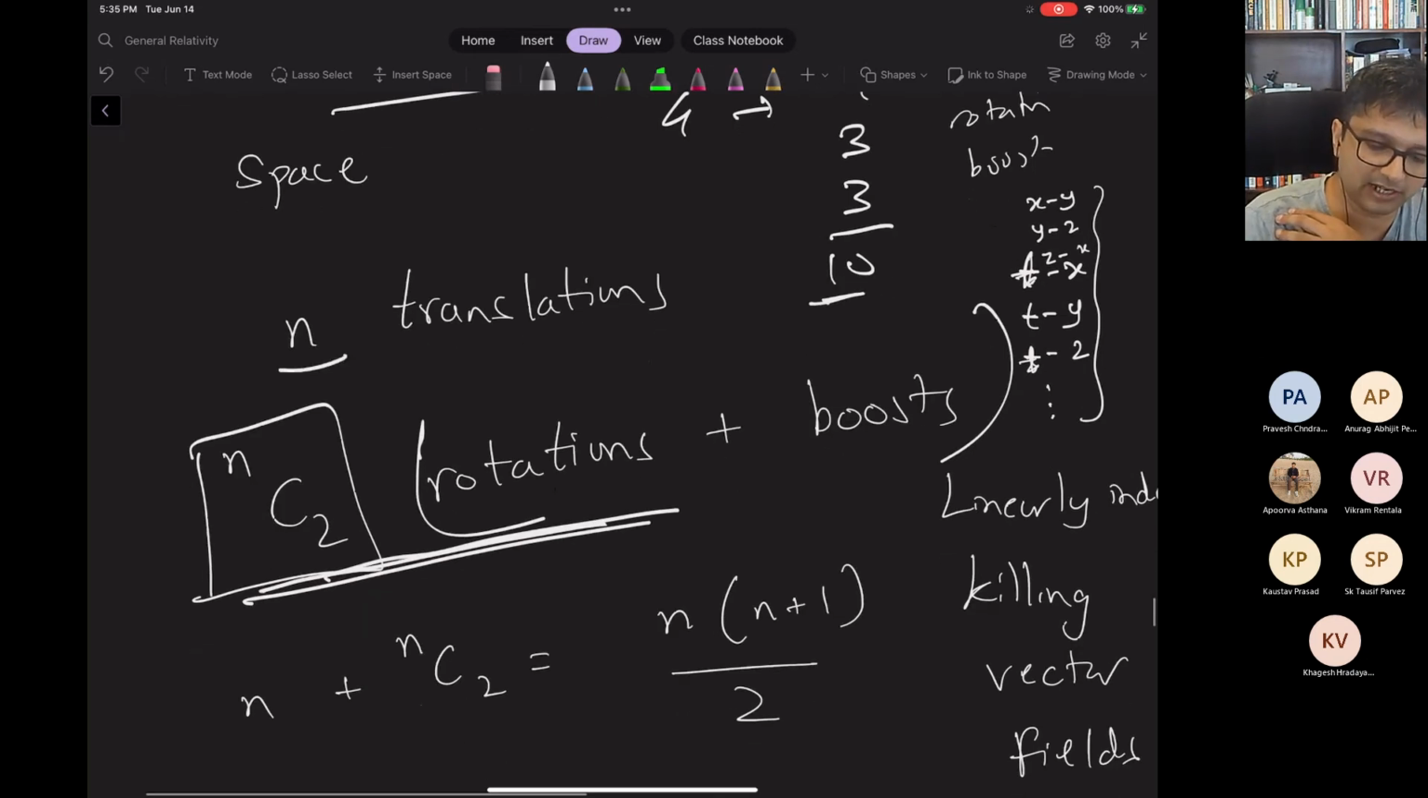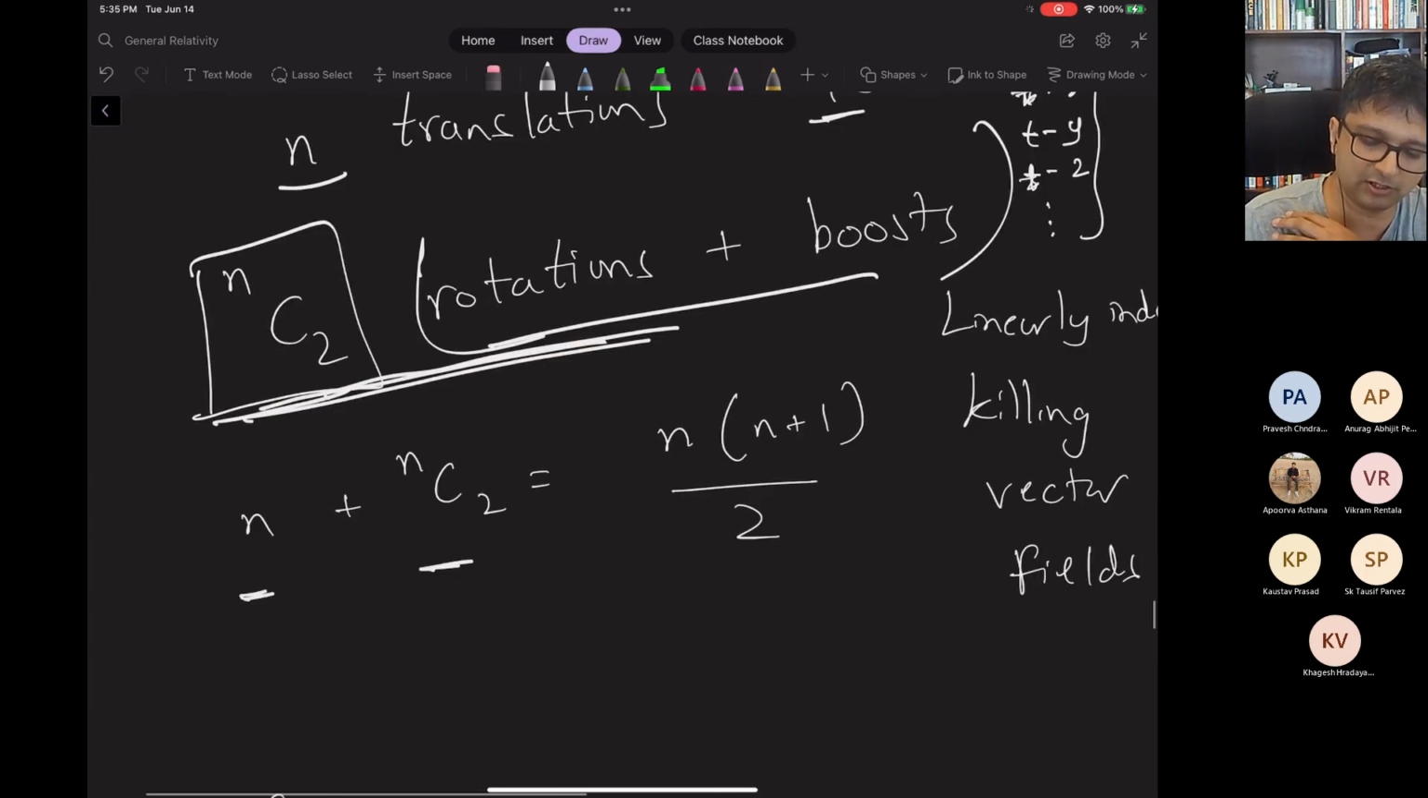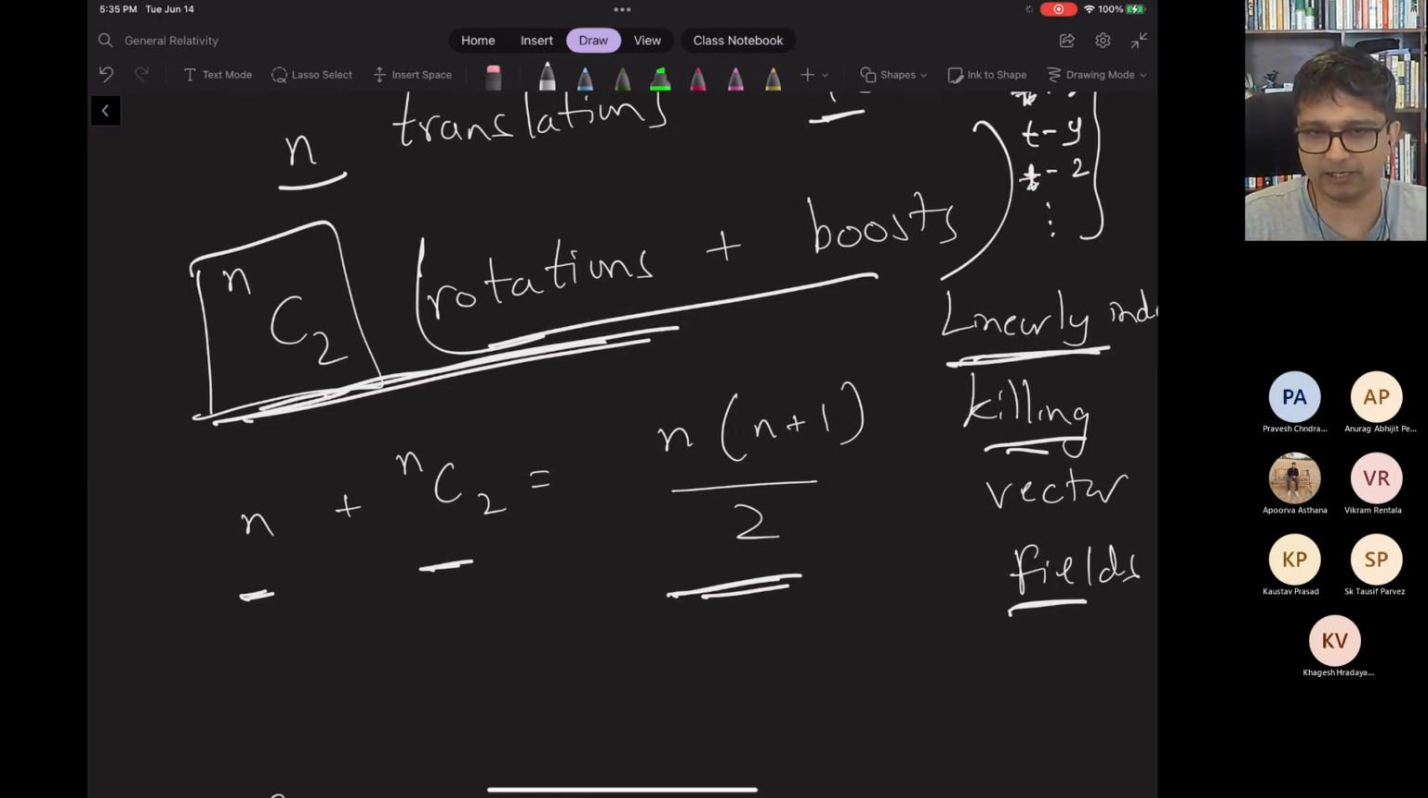So what I have is n translations plus nC2 rotations plus boosts. So I have n plus nC2 Killing vector fields, which is n into n plus 1 by 2 Killing vector fields. These are the number of linearly independent Killing vector fields. These form a basis for the space of Killing vector fields. Any combination of them is also a Killing vector field.